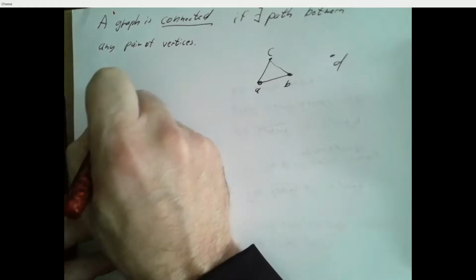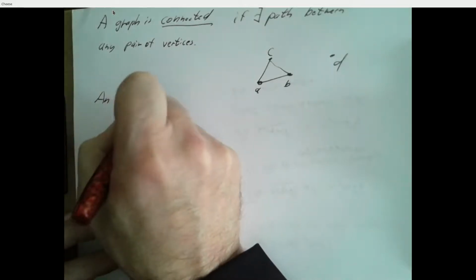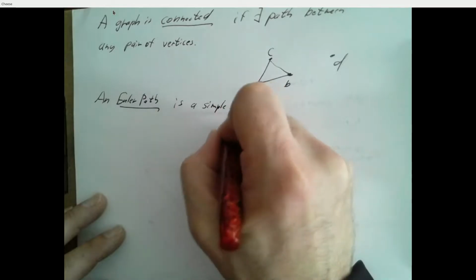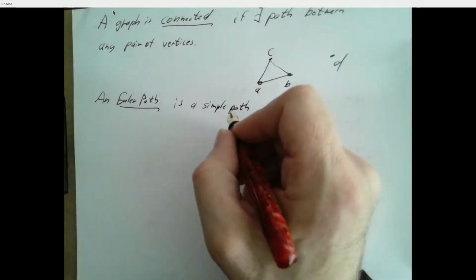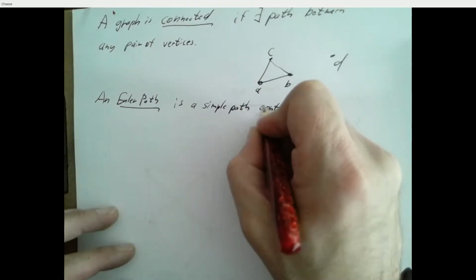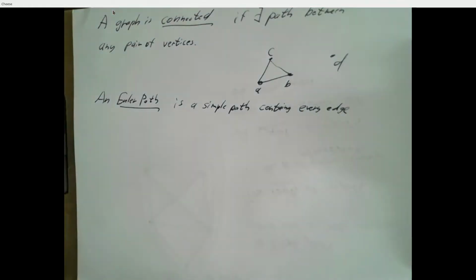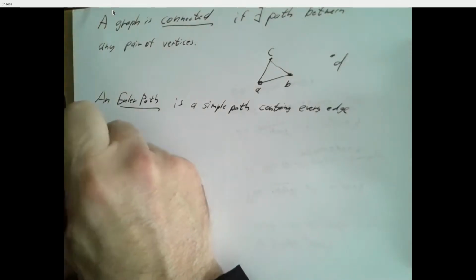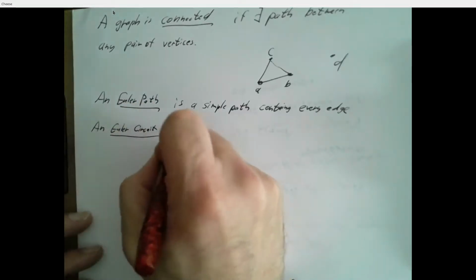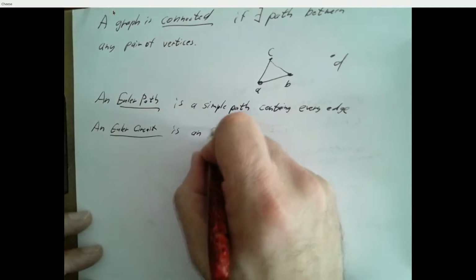So, an Euler path is a simple path containing every edge. And an Euler circuit is an Euler path that's also a circuit.